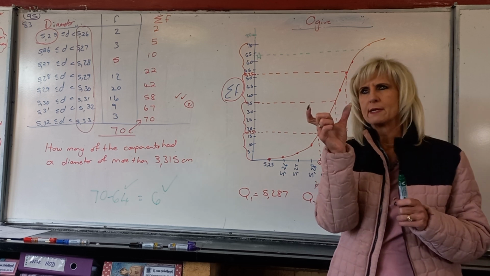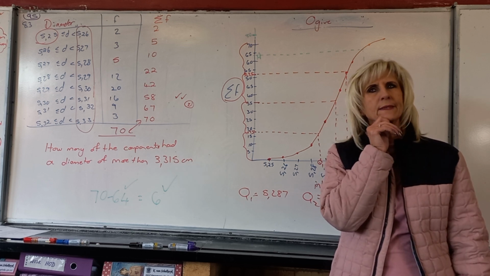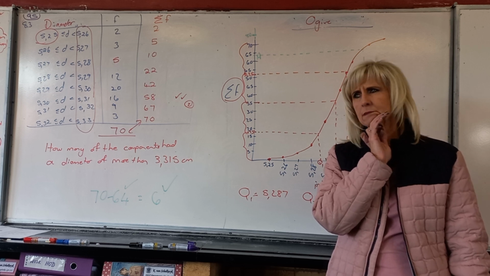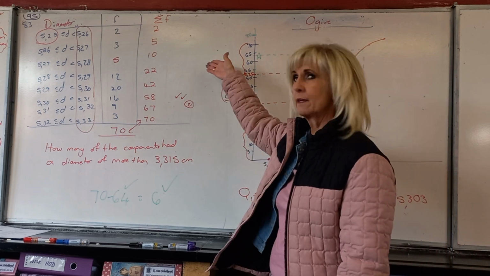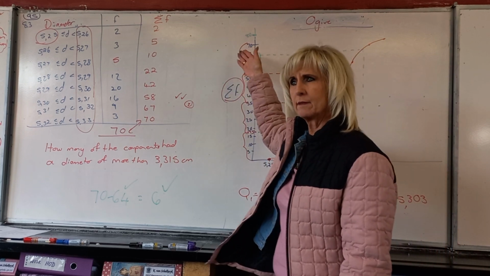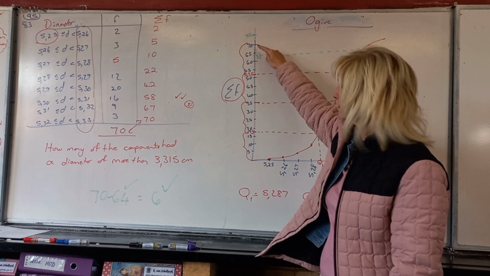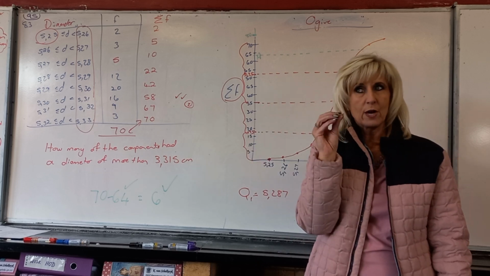In which diameter does the top 10% lie? Top 10% of what? The total of 70. So where's the top 10%? You'll actually have to go to 70, take away 7, because that's 10%. So that's why I chose 10%.